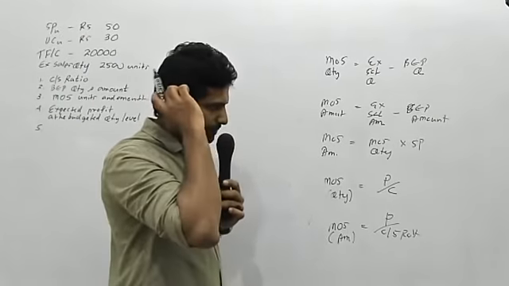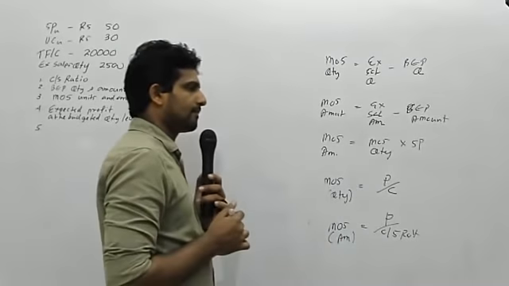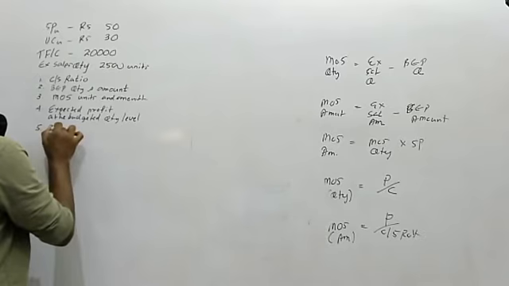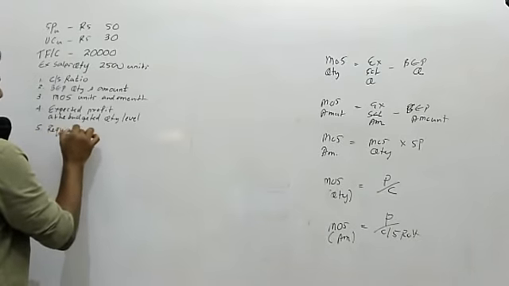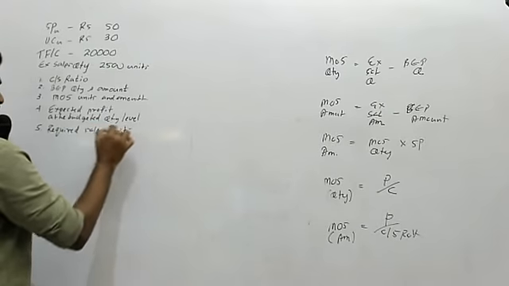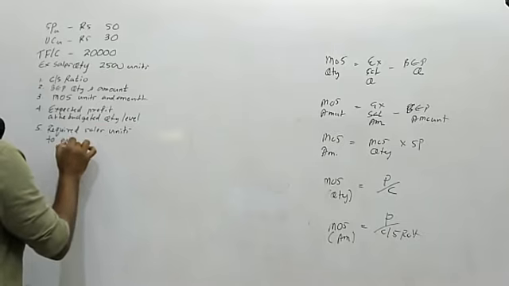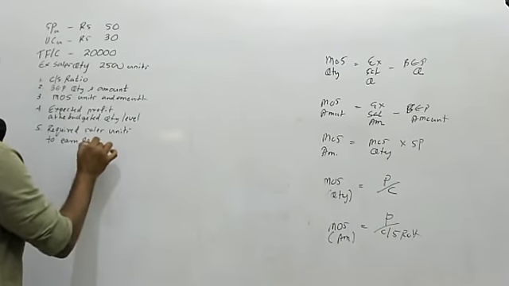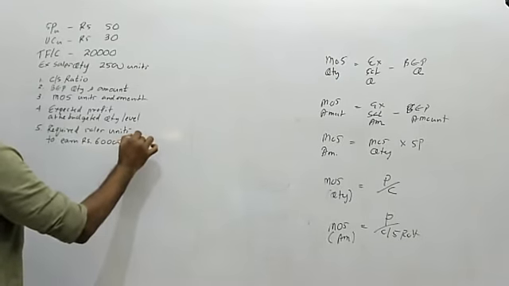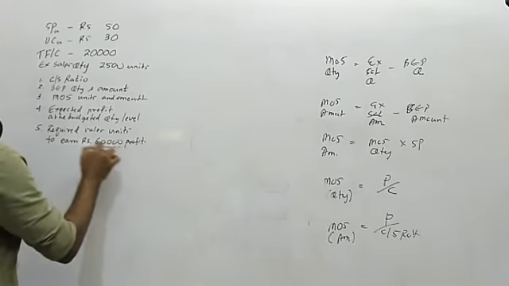5, required sales units to earn rupees 60,000 as profit. Required sales quantity to earn rupees 60,000 profit.